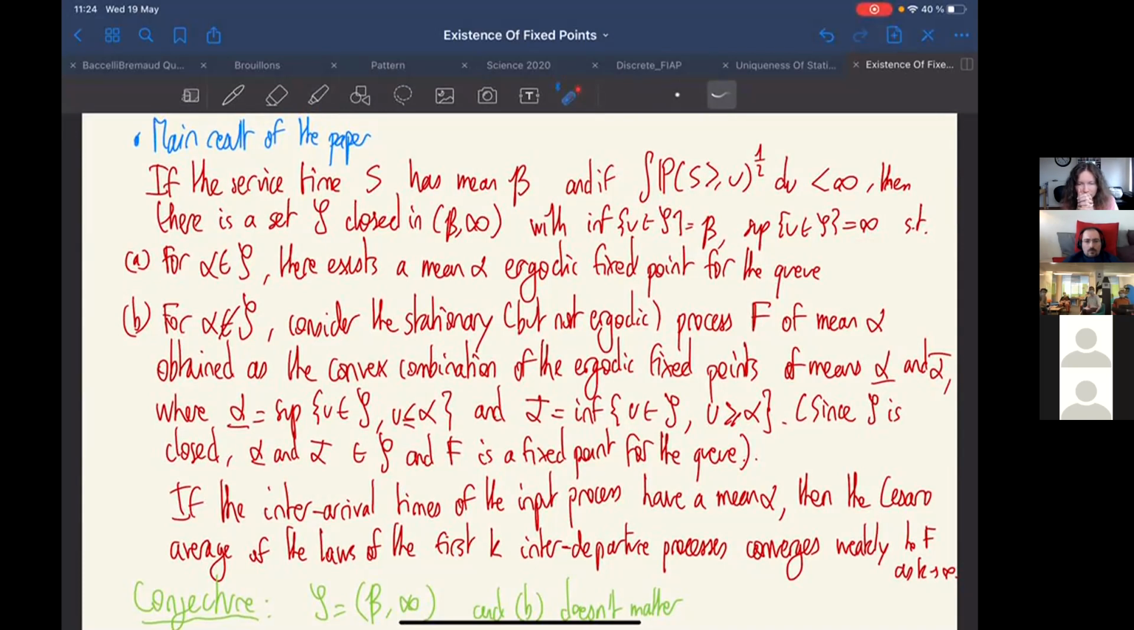But it's kind of irrelevant, because there's a very strong conjecture, which I don't know if it has been proven yet, but at the time of the paper was believed to be true, that the set S is actually the whole set of values between beta and infinity. And so this whole thing doesn't really matter, because this never happens. There's a description of what happens if the mean of the interarrival process is not in the set, but the idea is that it's irrelevant.